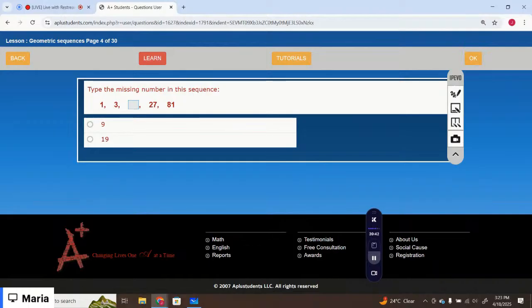Type the missing number in the sequence. That is 1, 3, 9, 27, and 81. The missing number is 9. Option number 1 is the correct option.